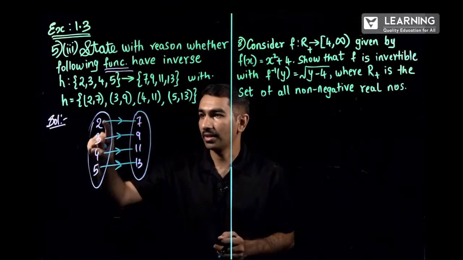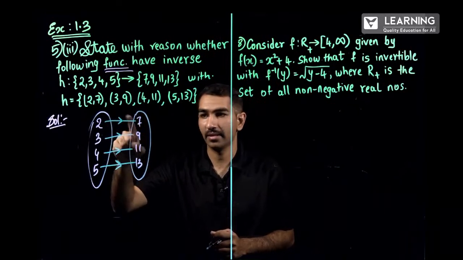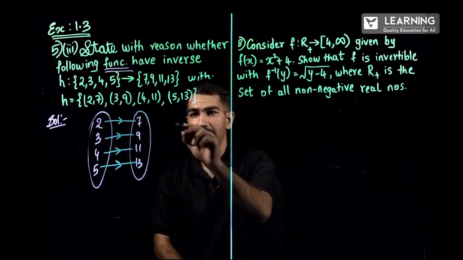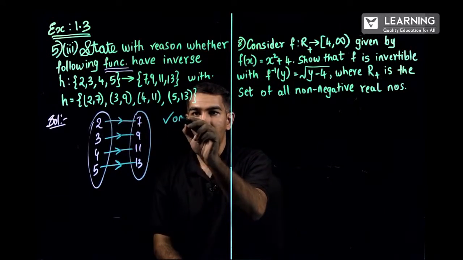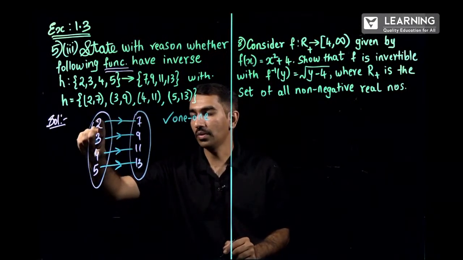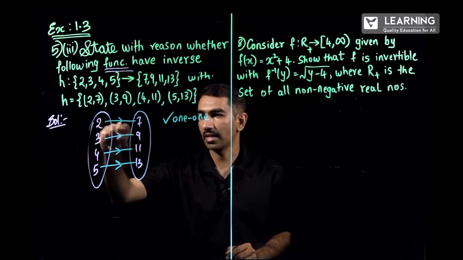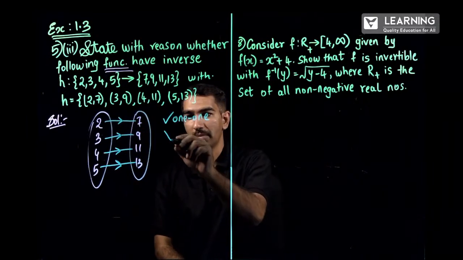Yeah. So all the elements of x have unique images in y, is that correct? So just see that, yes, it is correct. So therefore it is a 1-1 function. Is it a many-one function, students? Do any two pre-images in x have the same y value or the same image? No. So it is not many-one.